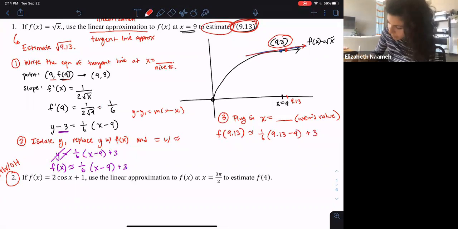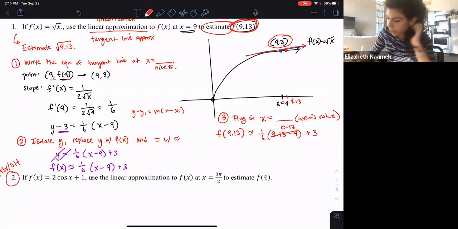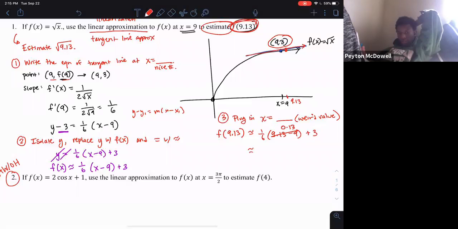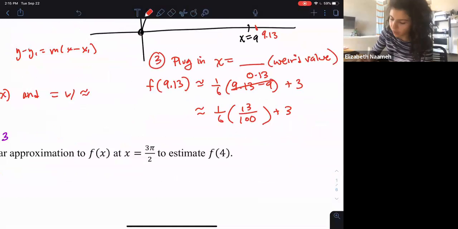And we can do this part. So 9.13 minus 9 is 0.13. I need you to convert it to a fraction. So 0.13 is 13 out of what? 100. Very good. So that's 13 out of 100. I went over this in the lecture video. If there's 2 decimals, it's over 100. Plus 3. Now in our last step, let's multiply across.